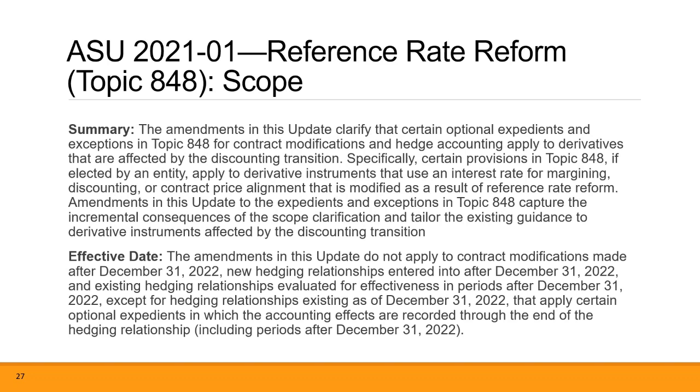And who is affected by the amendments in this update? The amendments in this update are elective and apply to all entities that have derivative instruments that use an interest rate for margining, discounting, or contract price alignment that is modified as a result of the reference rate reform. The amendments also optionally apply to all entities that designate, receive variable rates, or pay variable rate cross-currency interest rate swaps as hedging instruments in net investment hedges that are modified as a result of reference rate reform.